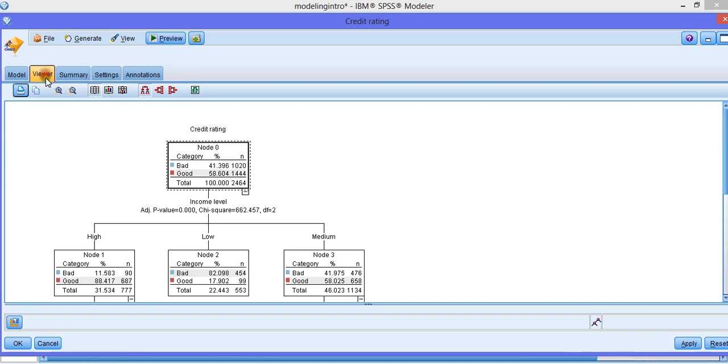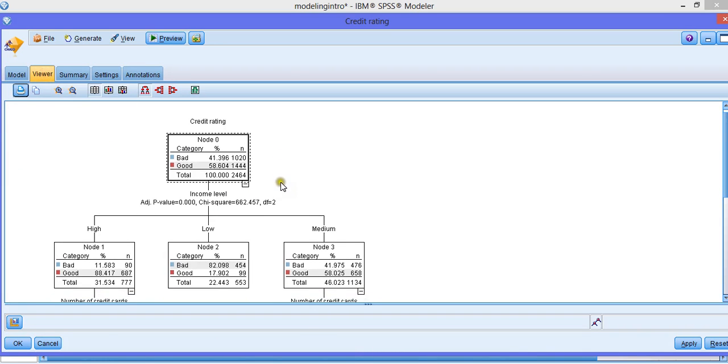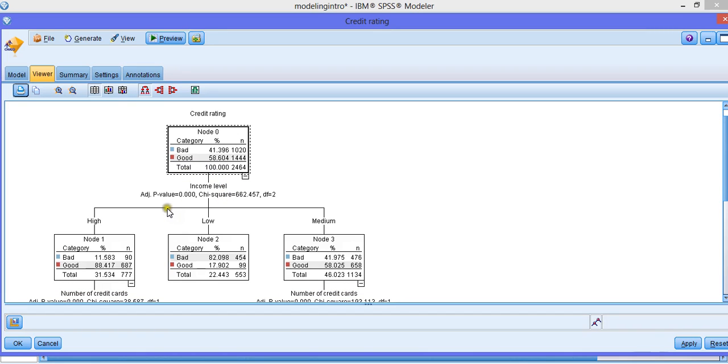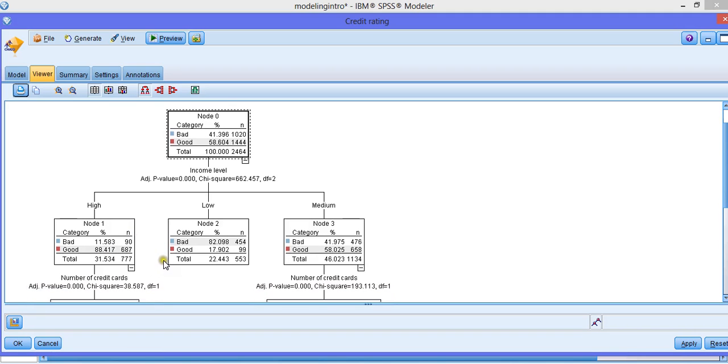In order to see in depth, we can see the tree view here. For the credit rating, we have almost 2,500 records, and 58% is good, and only 40% is bad. But in order to focus on the ones who would pay their loans back, you can say, I just want only the high income people, and then you would have 88% of the people who would pay their loans, and only 11% wouldn't pay their loans. So this is a very high probability.